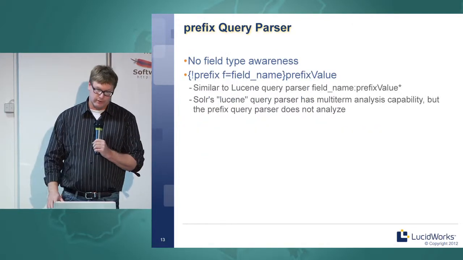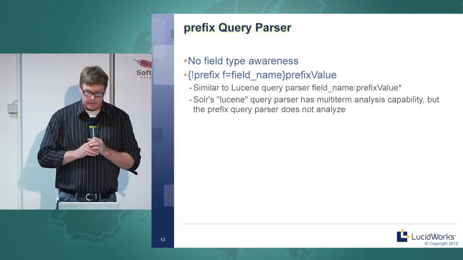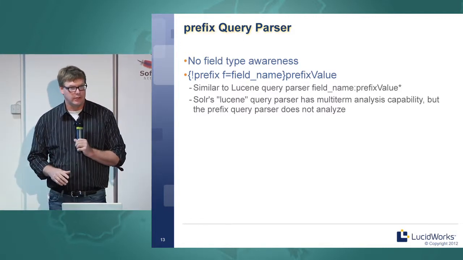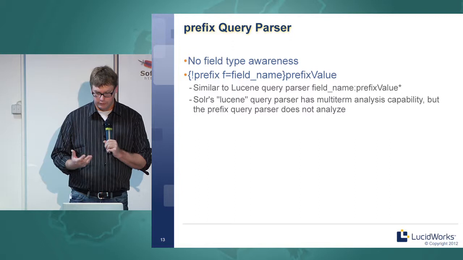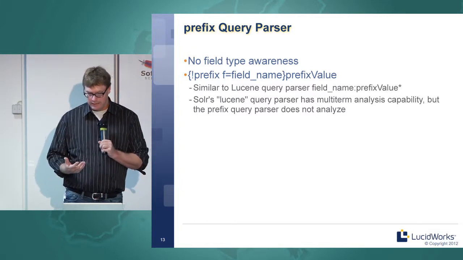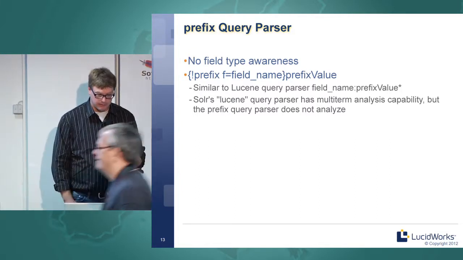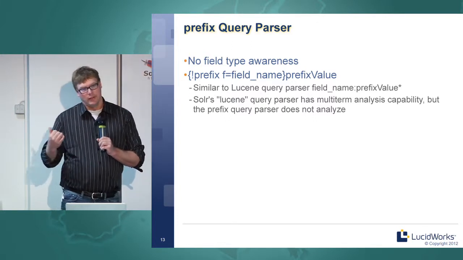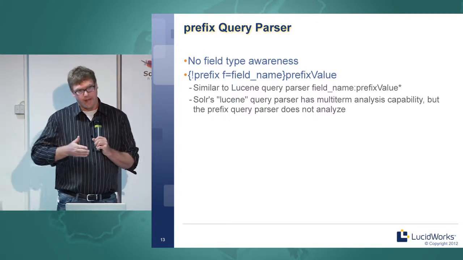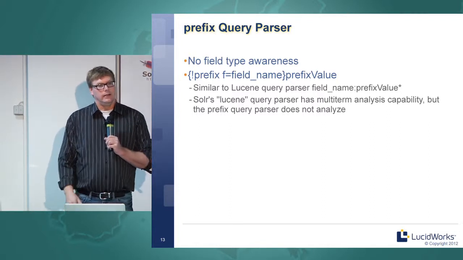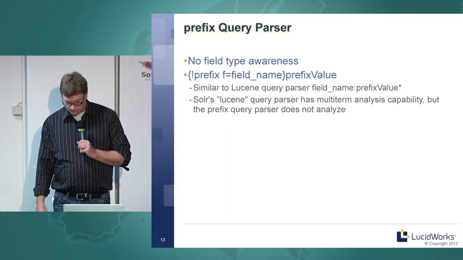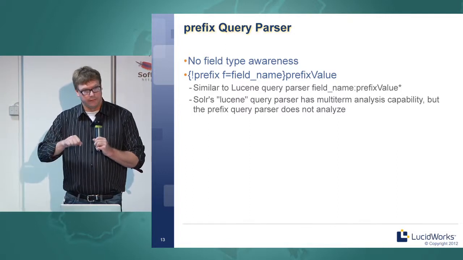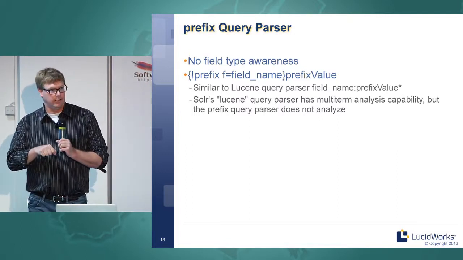For completeness here, we'll talk about a few more of the query parsers. This one probably is pretty niche. I'm not really sure when or why you'd need to use this in practice, but I'll just mention what it does here. This creates a prefix query, very much like doing value star in the Lucene query syntax, where it's literally a prefix query in Lucene's API.